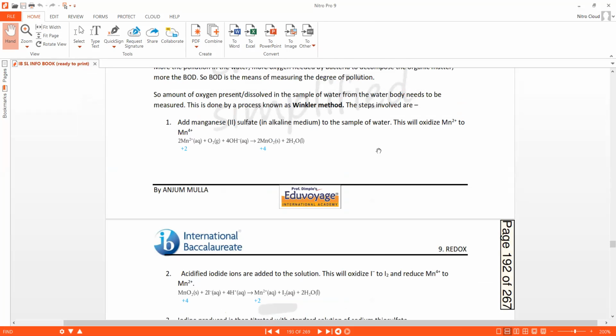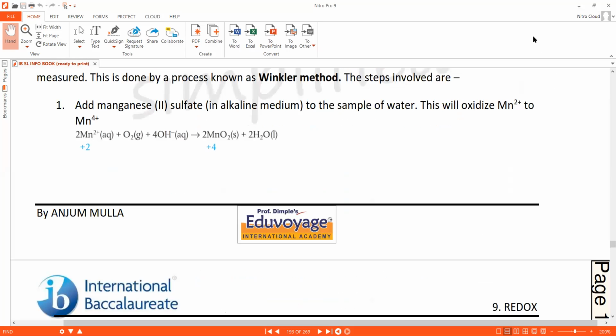Okay, we'll see the three steps that you carry out, and then after that we'll go straight to the calculations. First, to the water sample that you have on day 0, you add manganese sulfate in alkaline medium. So manganese sulfate, Mn2+, and alkaline medium, OH minus. This is what you add to the sample.